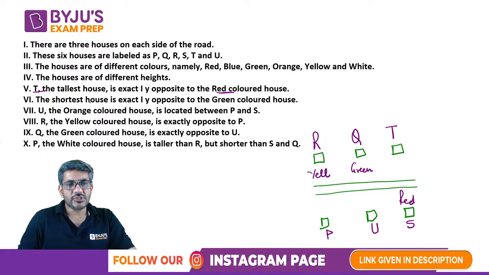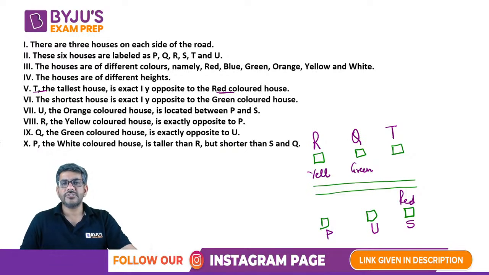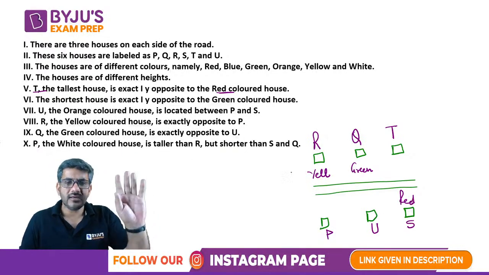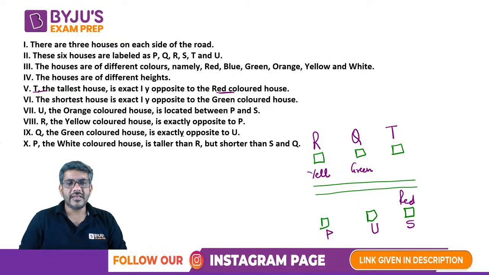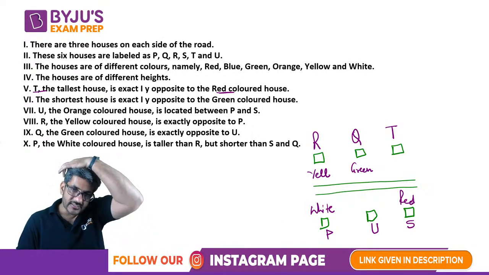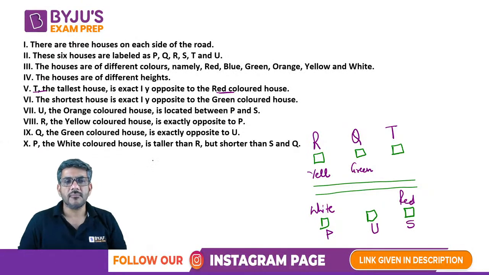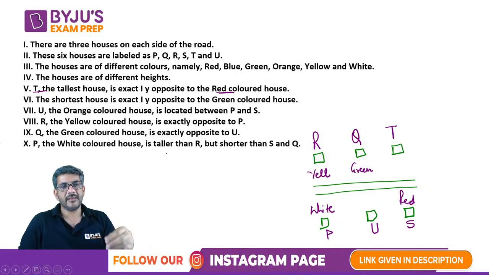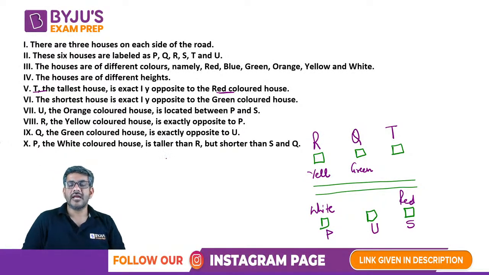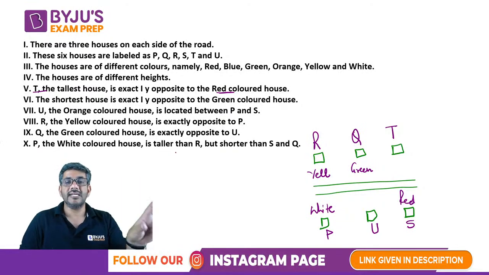Okay. The shortest house is exactly opposite to green colored. So this is green colored, so U has to be the shortest. But right now let's not talk about tallest and shortest, leave it. Q, the green colored house, is exactly opposite to, we have used that. P, the white colored house. So P is a white colored house, taller than R but shorter than S and Q. We will talk about that later, what is what. Okay. Now let's start looking at them from the perspective of their heights.